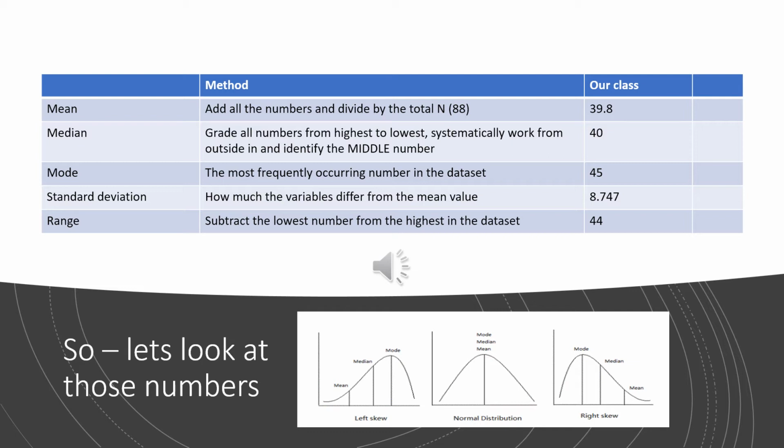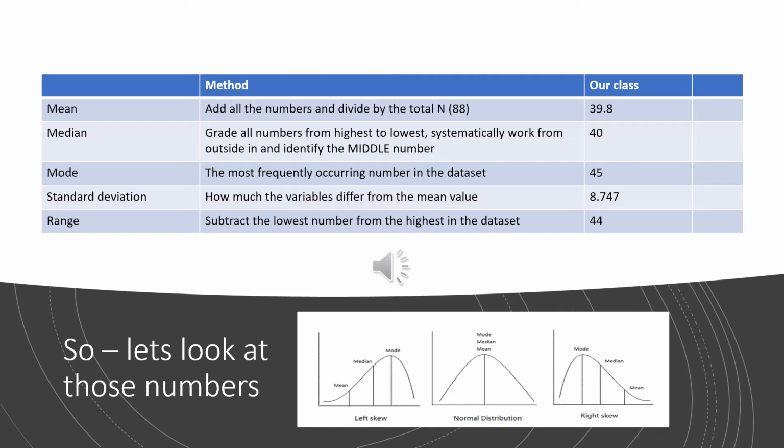So we'll have the 20, 21, 22, 23, 24, all the way up to the 64-year-old. And then what we do is we count systematically from the outside inwards to identify what is the central number. The mode gives us a different sort of analysis. The mode gives us how many times one number is most frequently cited in the data set.